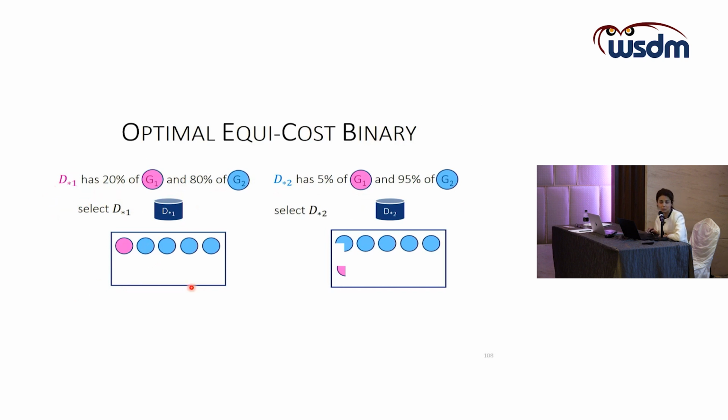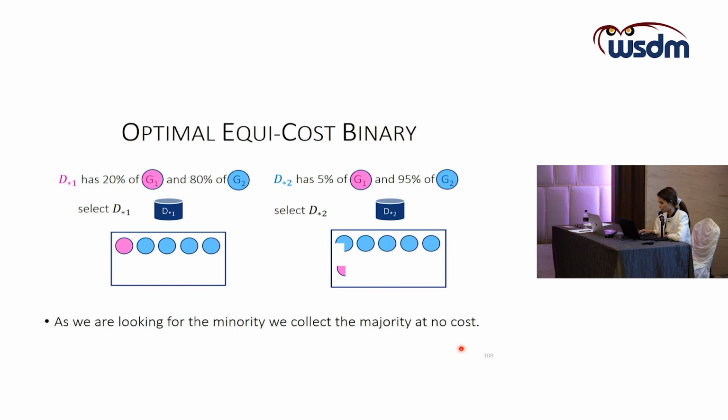and that's because if I pay the same cost, so let's say with the same cost of 5 samples, if I spend it on D1, one of them is going to be from group G1 and the rest are going to be group G2. And remember that we always keep the samples that are useful. So if I'm going after G1, I'm paying the cost of just one G1, but keeping the 4 G2s. And if I select D2, everything I get is from group G2, and there is very small chance of obtaining G1. So the whole point here is that if I go after the minority, I'm collecting the majority at no cost.